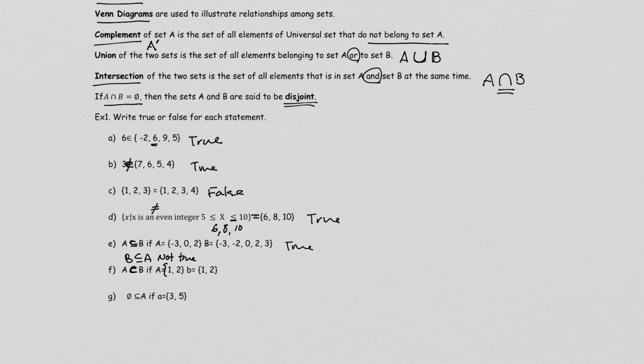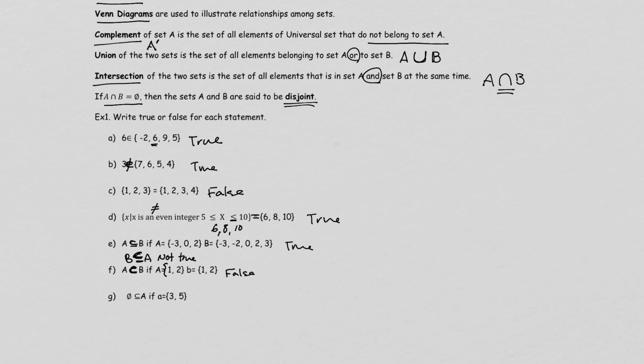So A is {1, 2}, and B is {1, 2}. They're equal sets. When they're equal sets, they can be a subset, but it cannot be a proper subset. Proper subset means that you have to have not equal to. Remember, subset notation has an equal sign underneath, so it could be equal to, but proper subset does not have that sign. So if it's equal to, then it will not be a proper subset. So you will say this is the false statement.